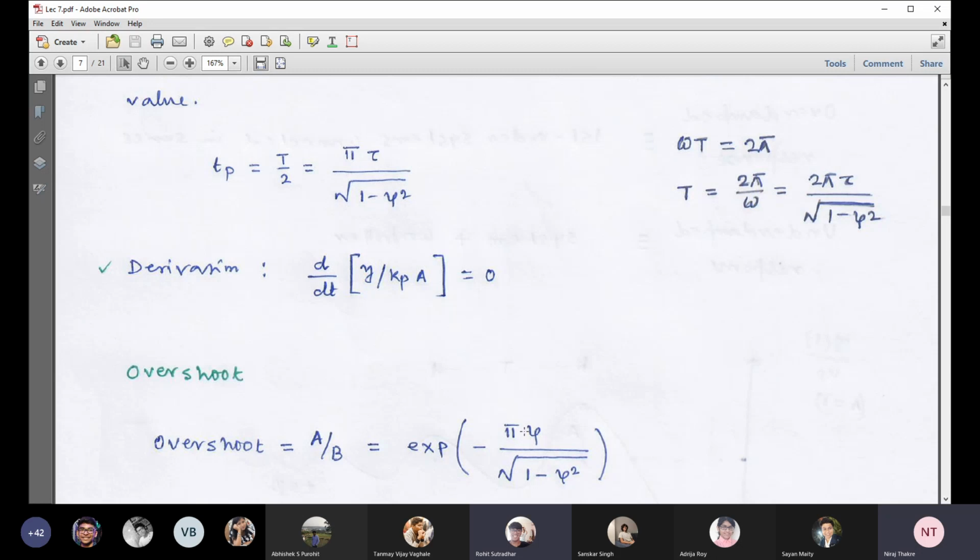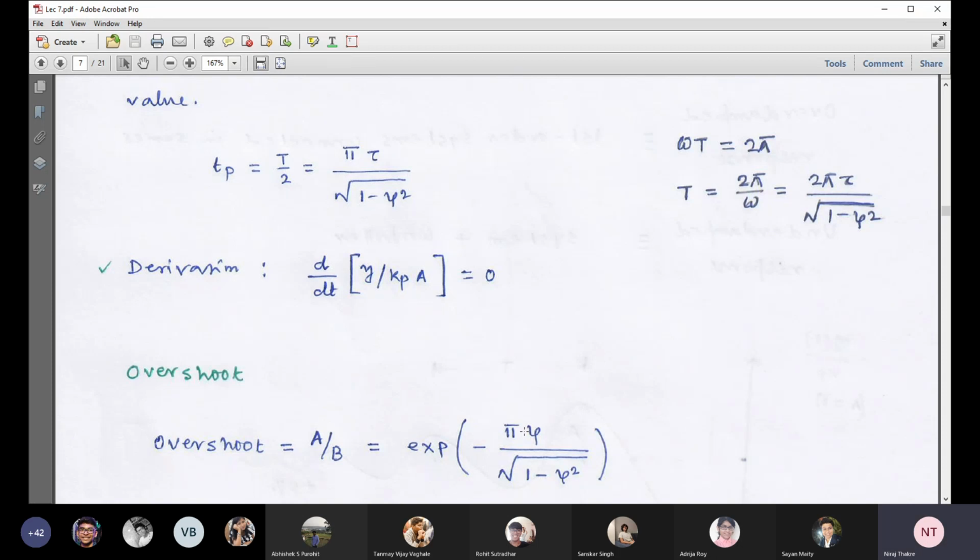So we'll put T equal to Tp. A minus 1 by, so A by B. And B, you know? Yes, so B is 1. B is the ultimate value of the response, that is 1. If you apply the final value theorem, you can get it.